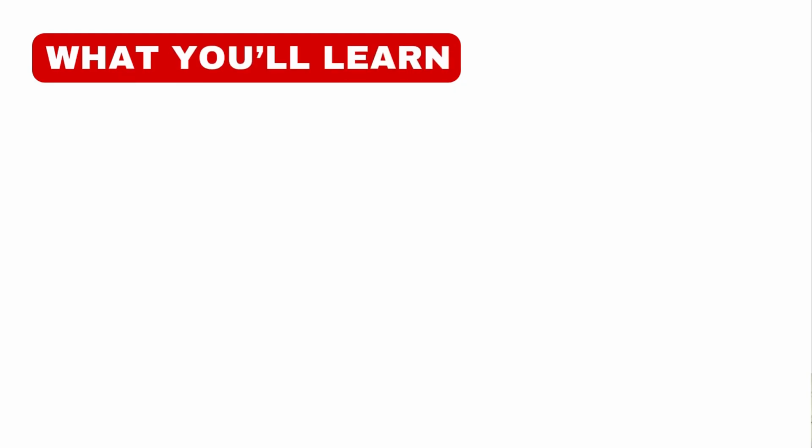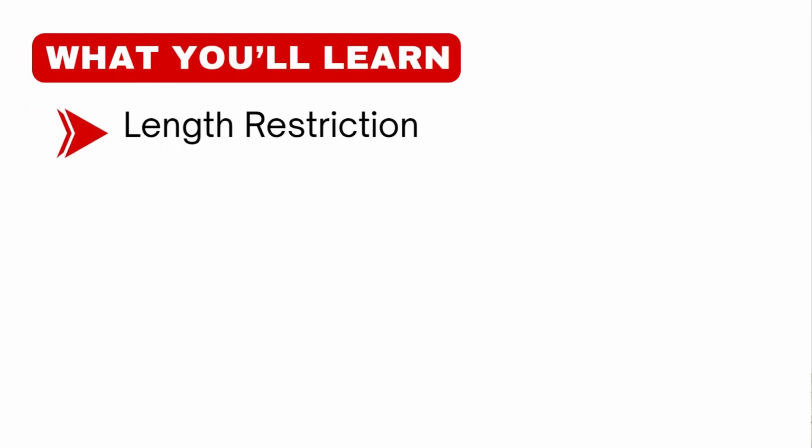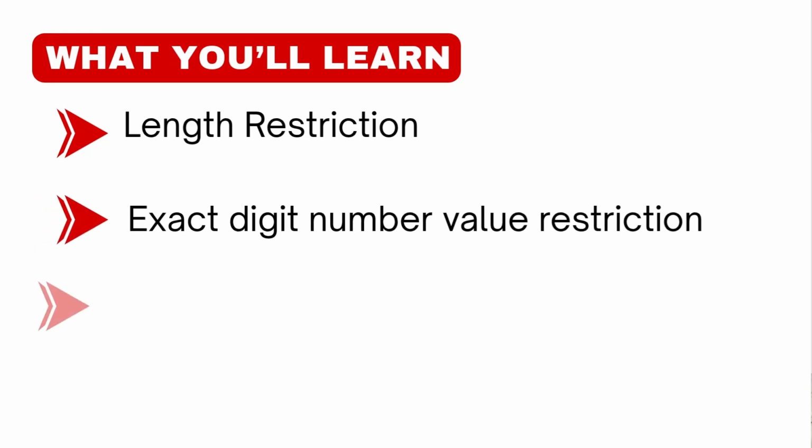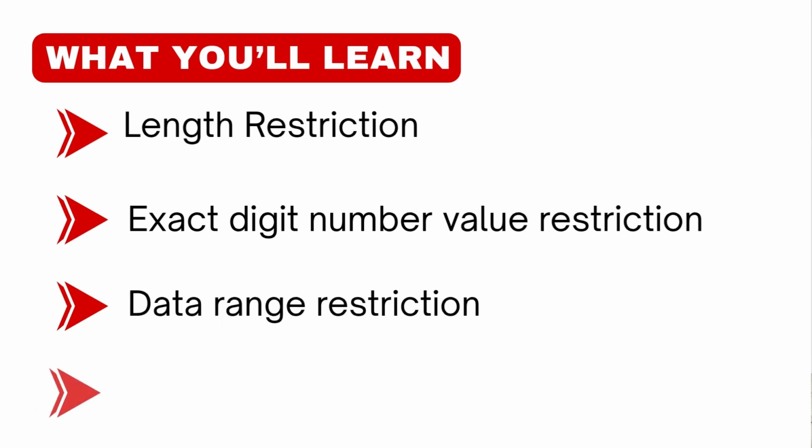In this Part 1 of this lecture, we're going to look at 4 aspects of data validation. How to restrict the length of data that can go into a cell, how to restrict it to the exact number of values or digits that a particular cell or data range requires, and how to restrict a data range to specific items required, as well as list restriction.